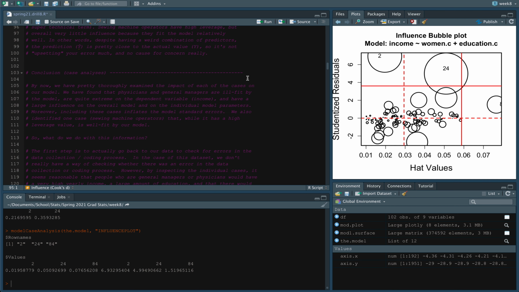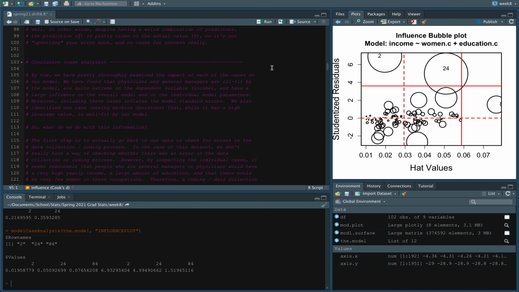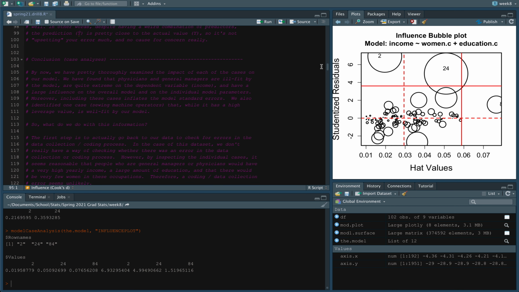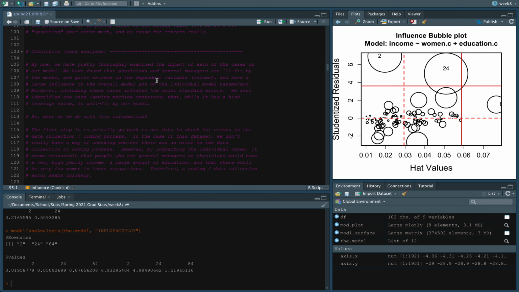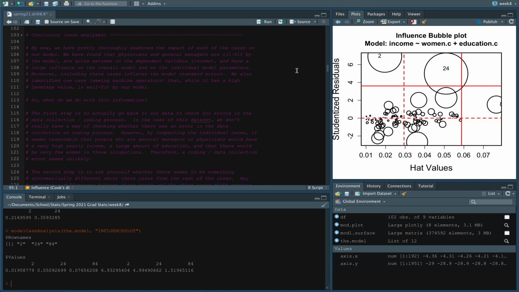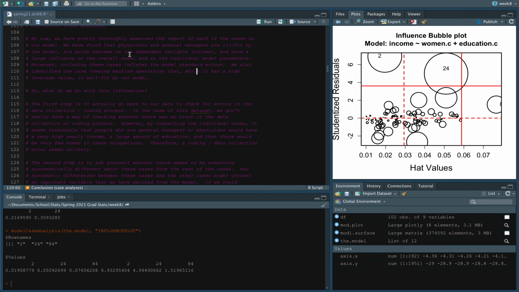So when you put all this together, we've gone through and examined the impact of each of these cases on the model, and it's pretty clear that general managers and physicians are potentially problematic in the model. The sewing machine operators, although their leverage is high, are well fit. Their residuals aren't worrisomely off. And so what do we do with it?